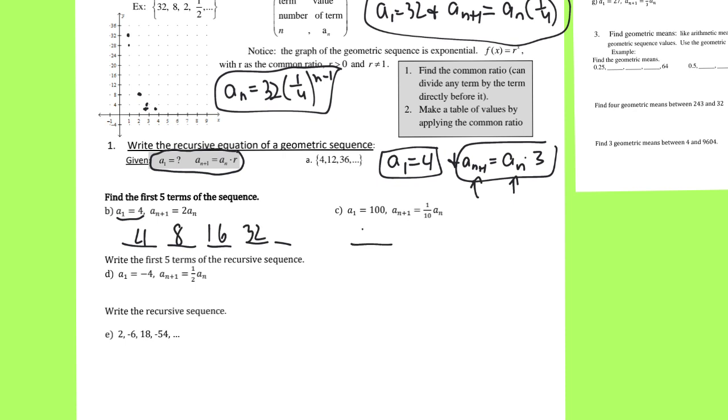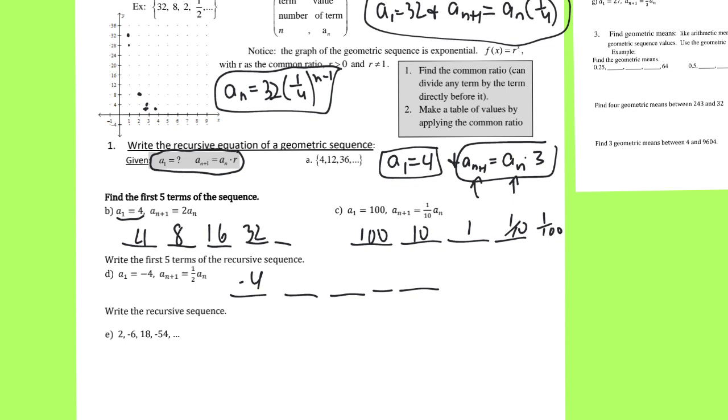This one says the value of the first term is 100, and to get to the n plus 1 term, you take a tenth of the previous term. So 1/10 of 100 is going to be 10, and a tenth of that is going to be 1, and a tenth of that is a tenth, and that would be 100th. So you're just timesing it by a tenth each time. Write the first 5 terms of this recursive sequence.